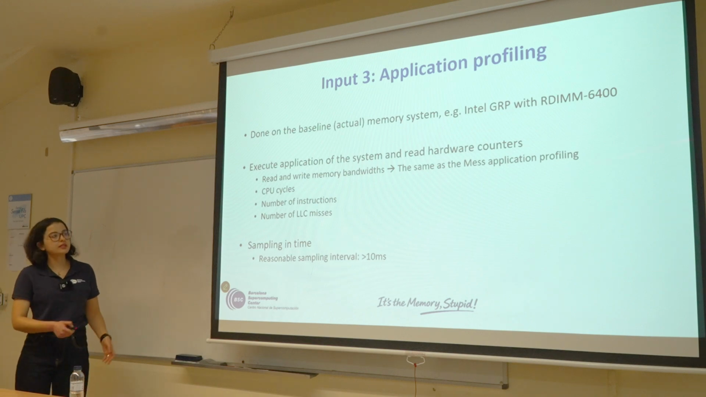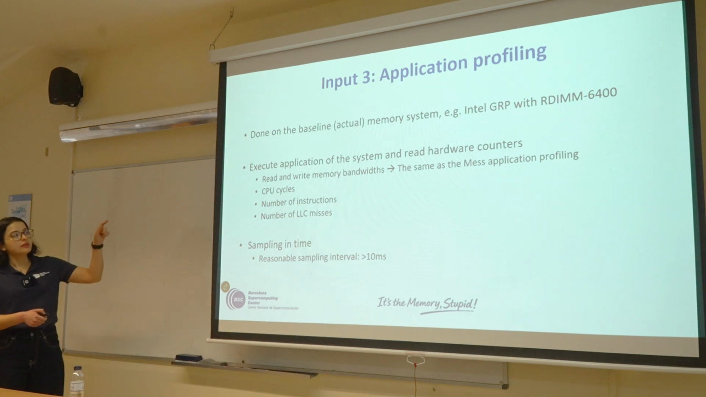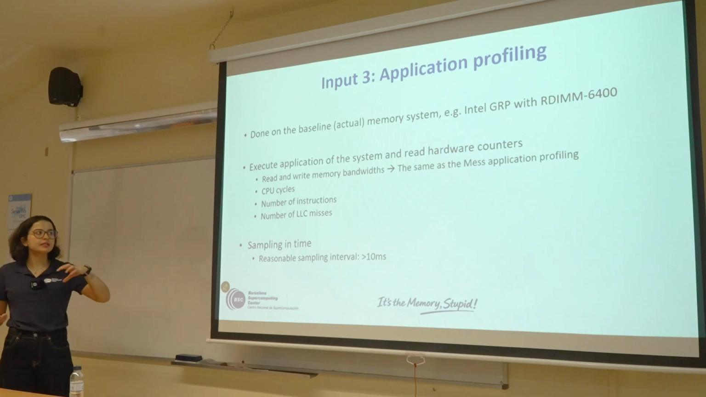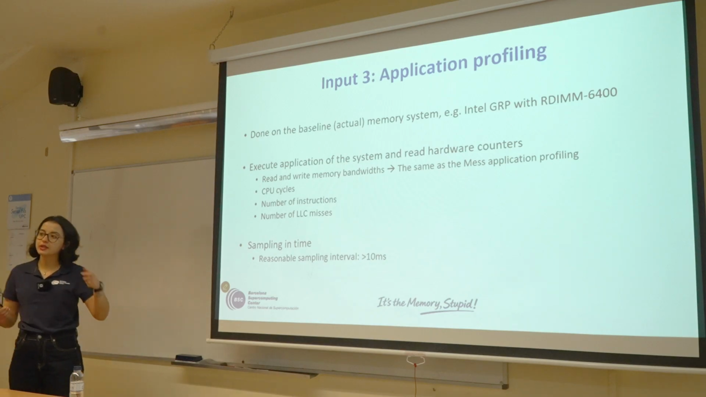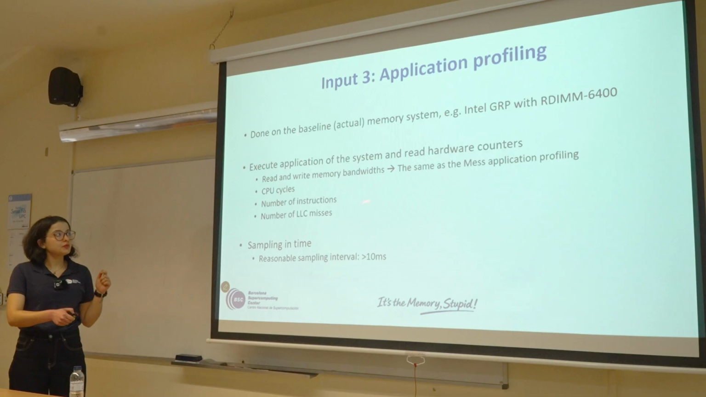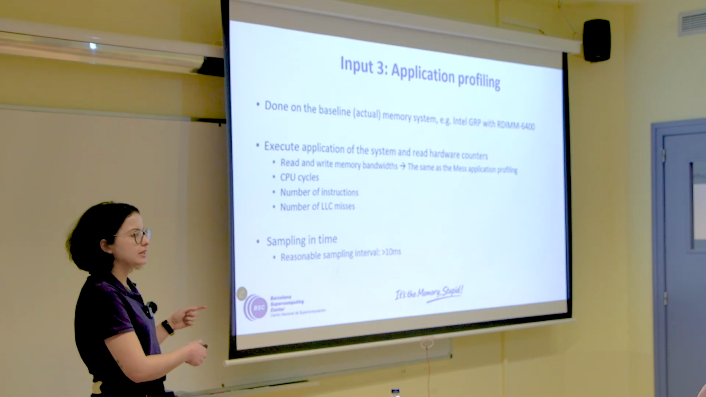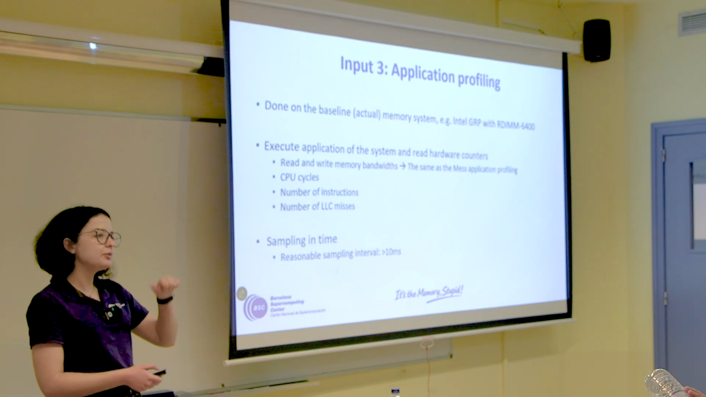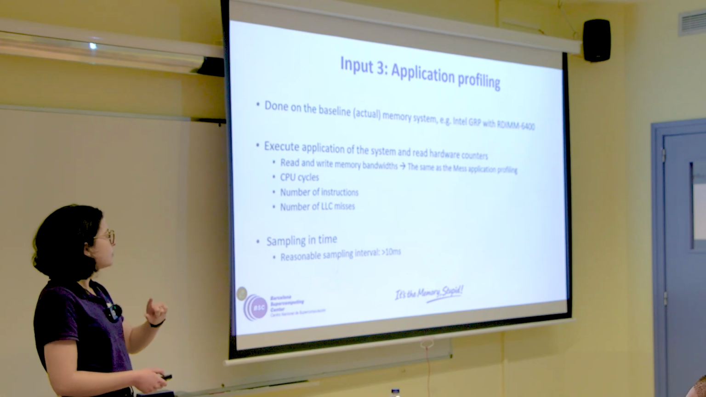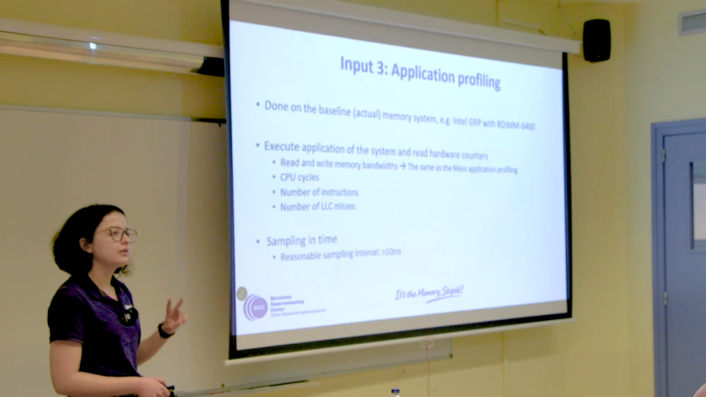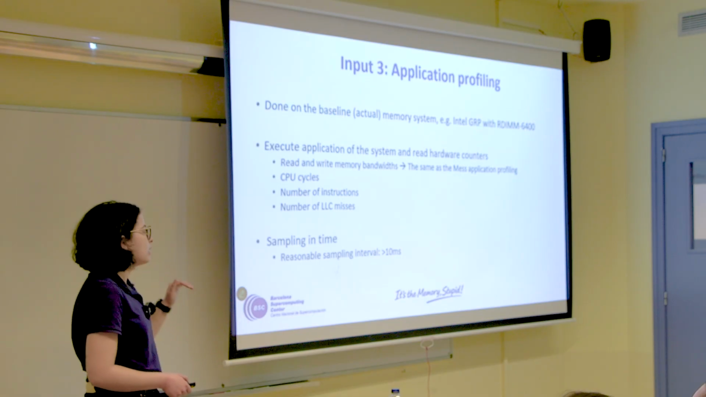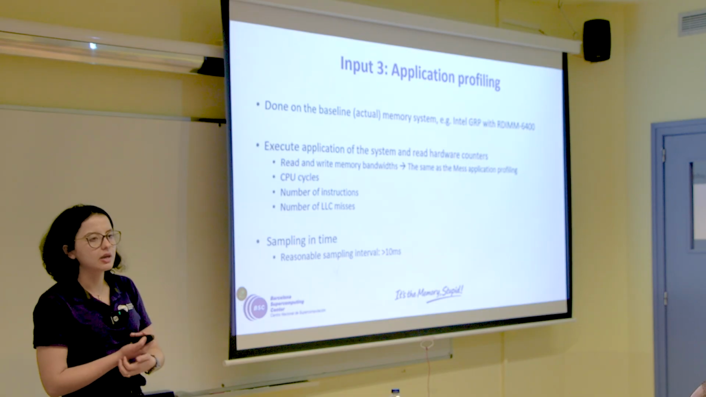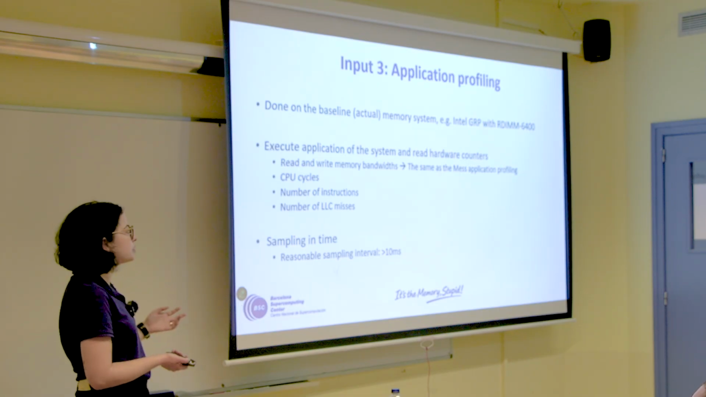And so it's the same explanation that Puya gave. We execute the application on these baseline systems, and we read the hardware counters. Apart from reads and writes, that is what the mass benchmark measures, we need CPU cycles, number of instructions, and number of last level cache misses. In terms of hardware counters, these are not exotic hardware counters. They are easy to use.